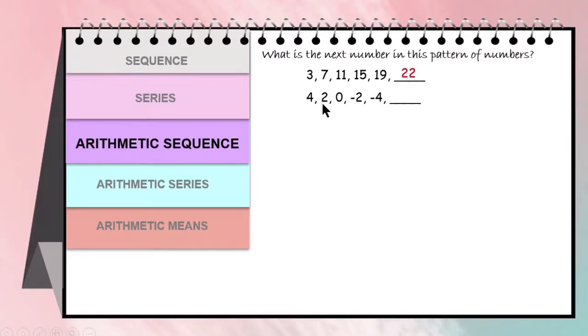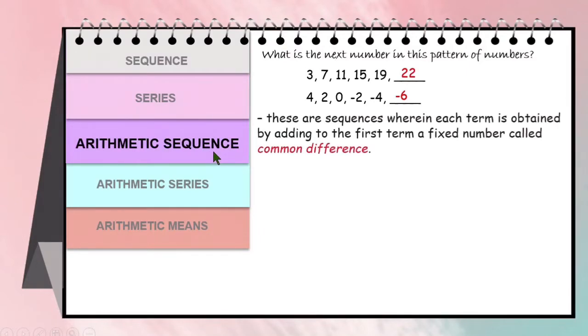In the next example, the common difference is -2. Hence, the next number after -4 is -6. These sequences are called arithmetic sequence or arithmetic progression. These are sequences wherein each term is obtained by adding to the first term a fixed number called the common difference. The common difference is equal to a term subtracted from the previous term.